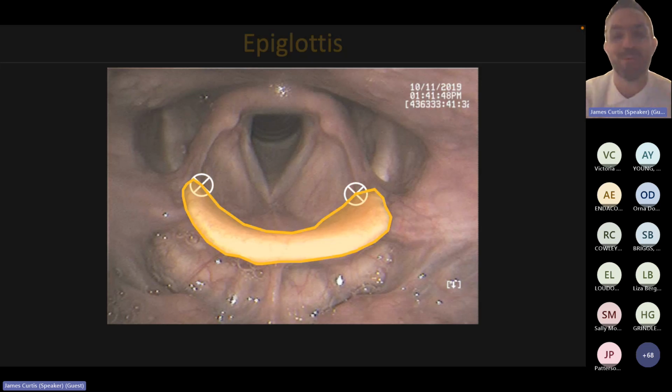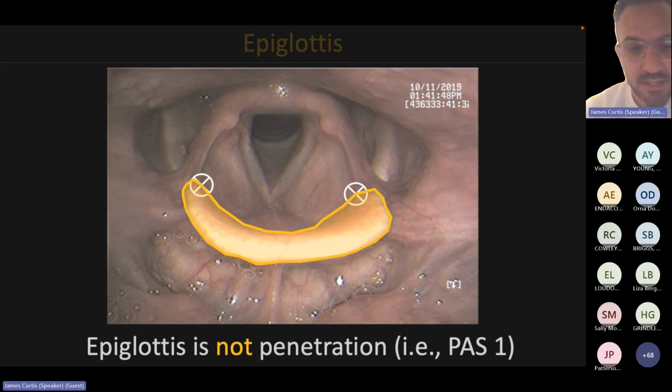The full term would be the laryngeal surface of the free end of the epiglottis, but that's a mouthful, so we just say epiglottis. And so notably, anything within this yellow shaded region, what we're calling the epiglottis, by VASES standards, we don't consider that penetration. So this would be a PAS of 1.